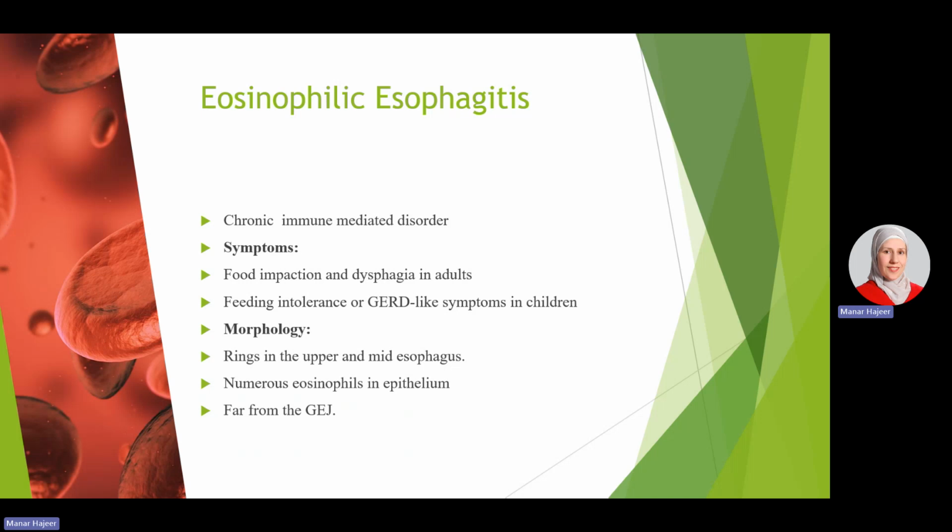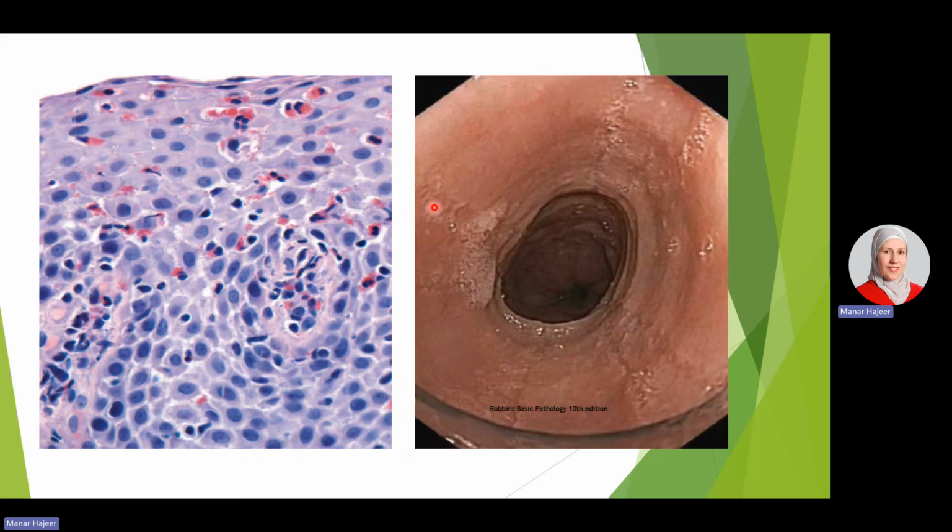Here we might see numerous eosinophils in the epithelium, while we can also see eosinophils in reflux esophagitis, but the number of eosinophils here is much larger, and they can involve the mid esophagus and the upper esophagus, far from the gastroesophageal junction. These findings could help us differentiate between reflux and eosinophilic esophagitis because they are treated in different ways.